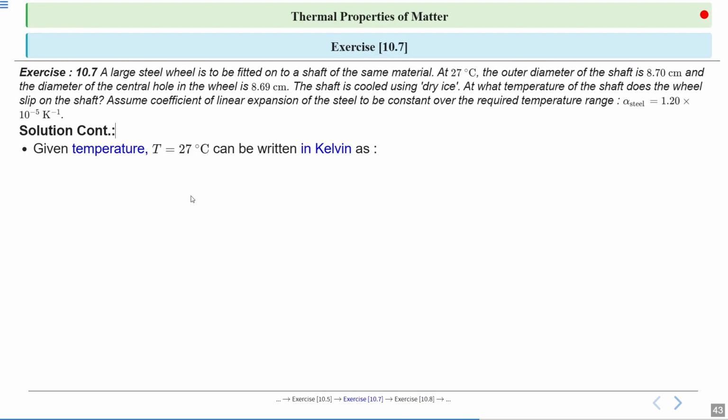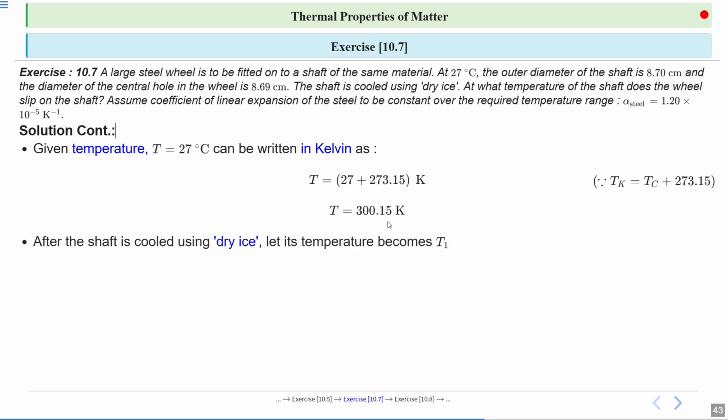Given temperature T equal to 27 degrees Celsius can be written in Kelvin as T equal to 27 plus 273.15 Kelvin, because we know the relation between the Kelvin scale and Celsius scale, that is Tk equals Tc plus 273.15. So you will get the temperature in Kelvin scale. So T equal to 300.15 Kelvin. After the shaft is cooled using dry ice, let its temperature become T1.